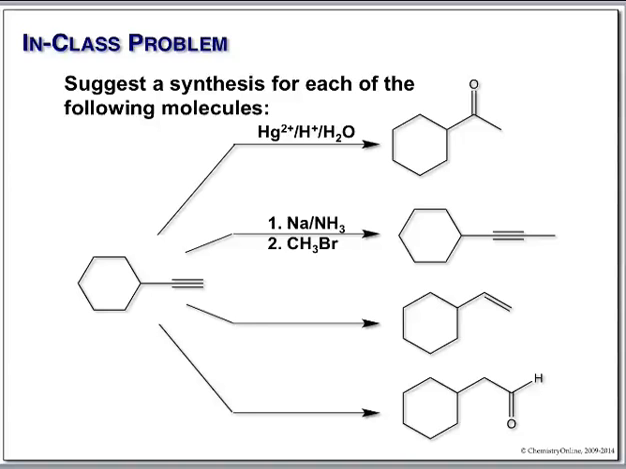Our next one, we simply have done a partial reduction of our alkene. Now we know two ways to do that. We can do Lindlar catalyst in the presence of hydrogen. That gives us a cis addition. We can do dissolving metal reduction, something like sodium liquid ammonia or lithium liquid ammonia. That would give us a trans reduction.